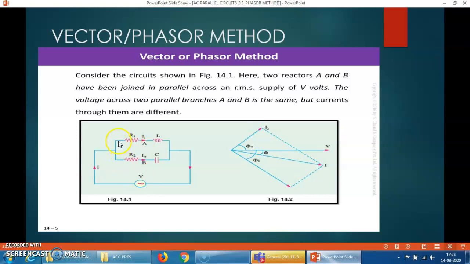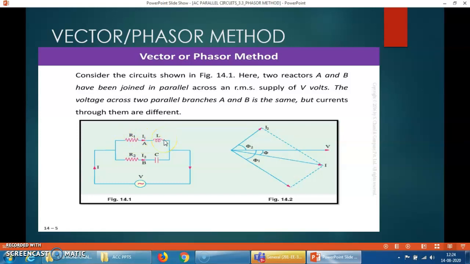See here, two currents are there, so two phase differences are there, denoted as phi 1 and phi 2. I1 is the current flowing through the first branch, through R1 and L, and both are connected in series.